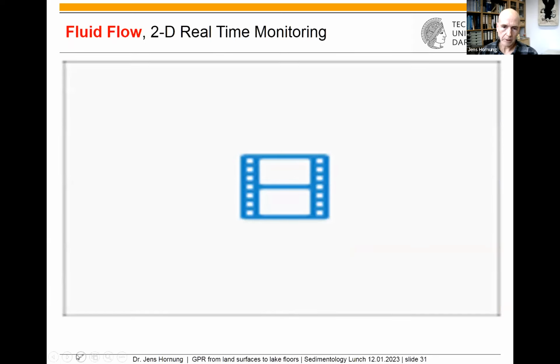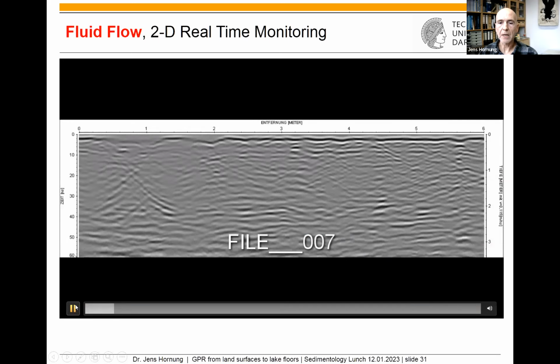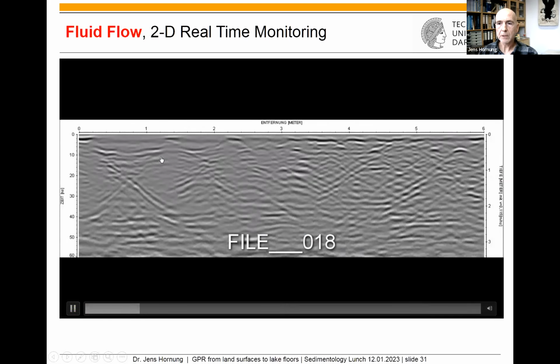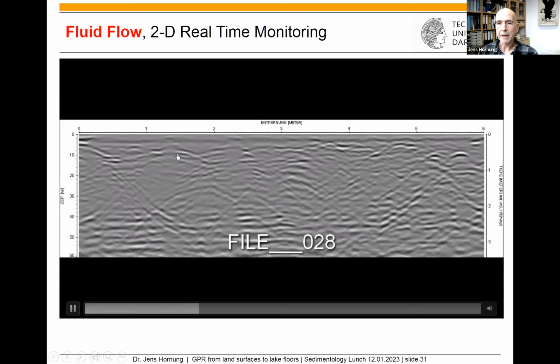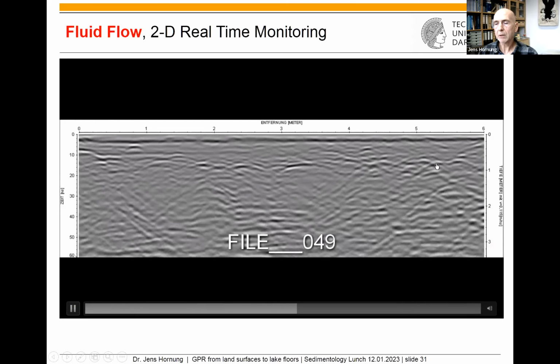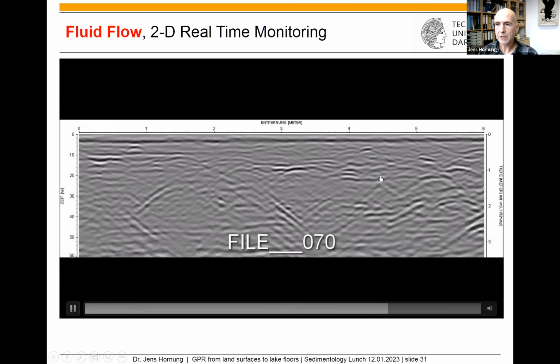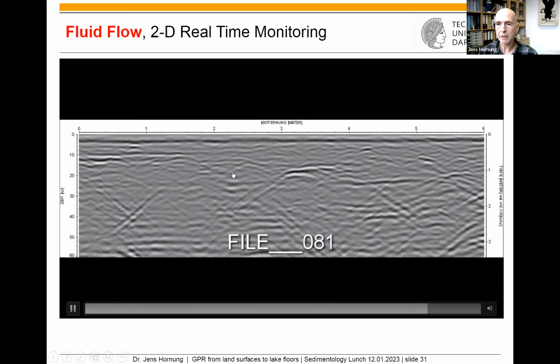And okay, I need to click on the film. And this is the result. You see that the water is going down here first, and then it got stuck here. And then the water in this part overtakes the water here, and preferential flow develops along that 2D line.